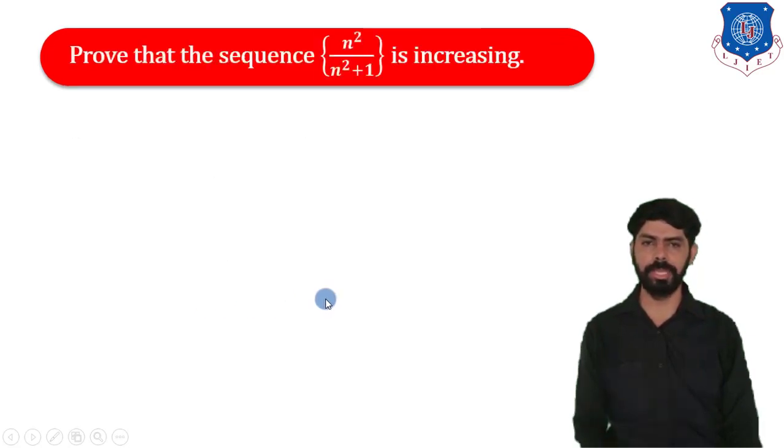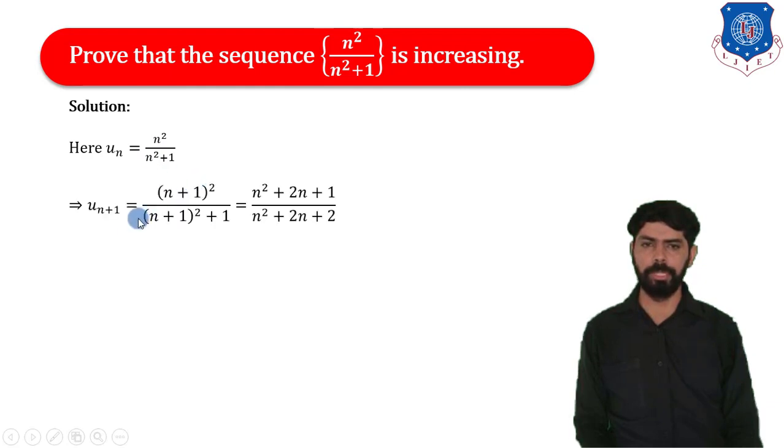Now we will discuss the next example, that is, prove that the sequence n square divided by n square plus 1 is increasing. So here un is equal to n square divided by n square plus 1. After that we will find un plus 1. For that we will replace n by n plus 1 in un. So it will be n plus 1 whole square divided by n plus 1 whole square plus 1.